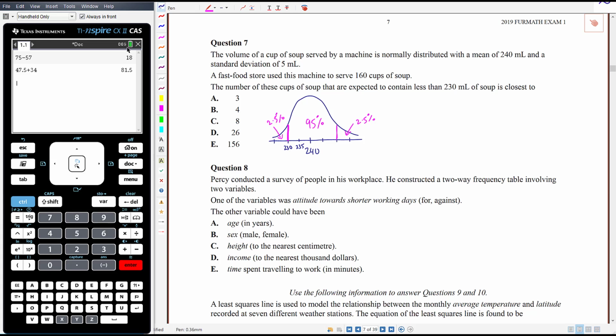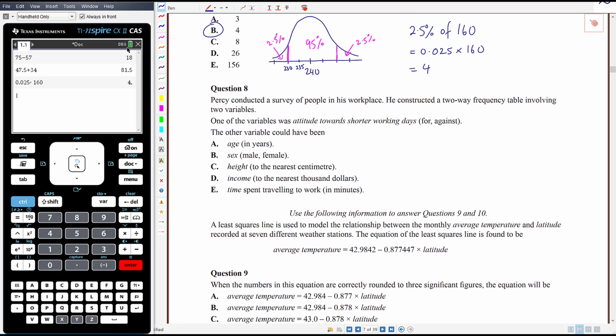Okay, so we want 2.5% of the 160 cups to be the number of cups that were less than 230 mils. So that is 0.025 times 160, which is 4 cups of soup that had less than 230 mils in them.